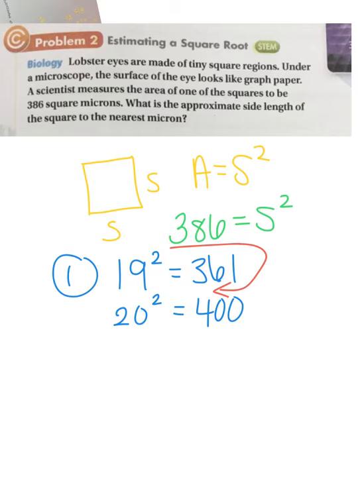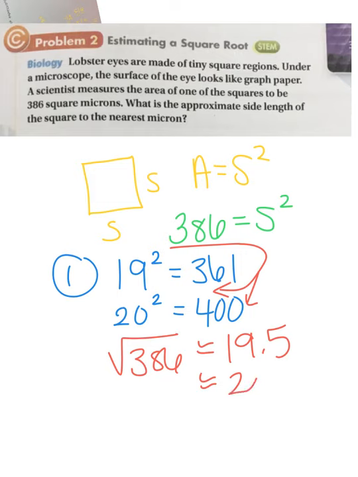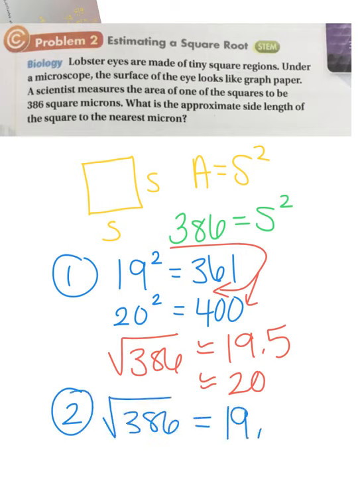So 386 falls somewhere in between there, but a little bit closer to this one, right? When I'm just thinking about where that stands, I could say that the square root of 386 is close to, I don't know, maybe I'd say 19.5. 20 would work too for that as an estimation. Your other method here is obviously to use a calculator, and if you did that, you would get about 19.6 for your answer.